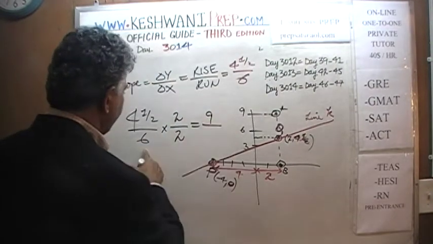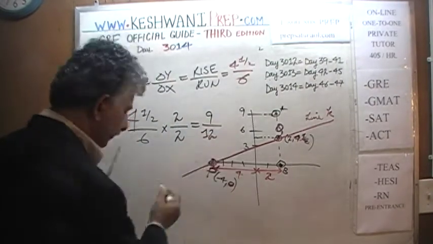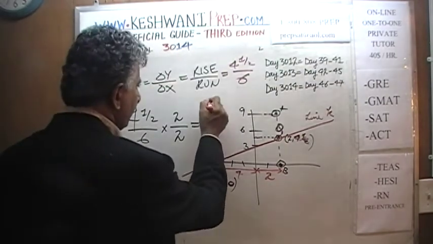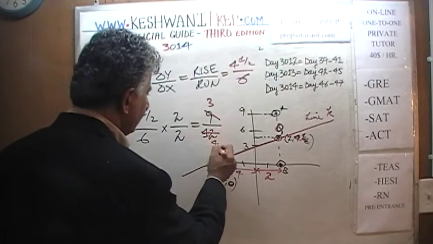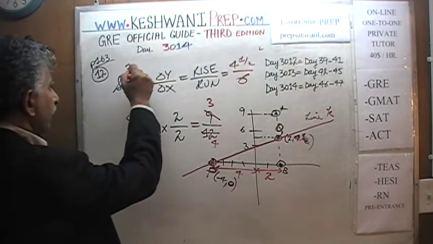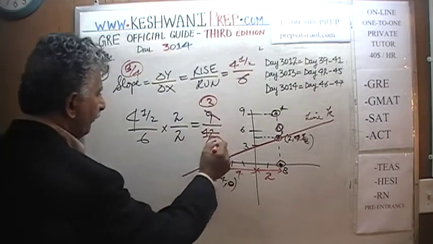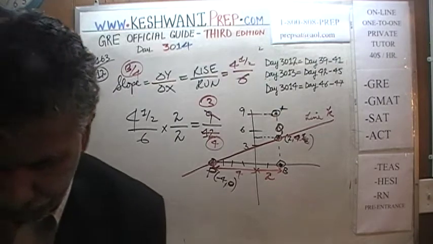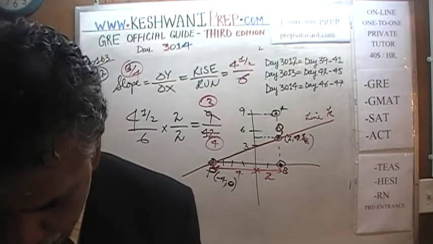4.5 times 2 is 9. And 6 times 2 is 12. And now just reduce it. Divide top and bottom by 3. 9 is going to become 3. And 12 is going to become 4. There you go. The slope of this line is 3/4. Right here, 3/4. The slope is 3/4. And that's all there is. That's all there was. Let's move on to the next problem.